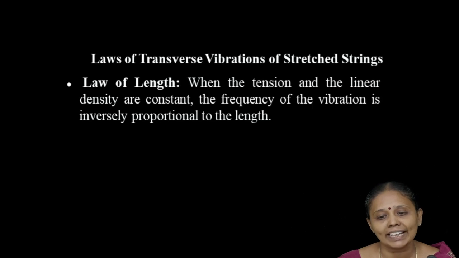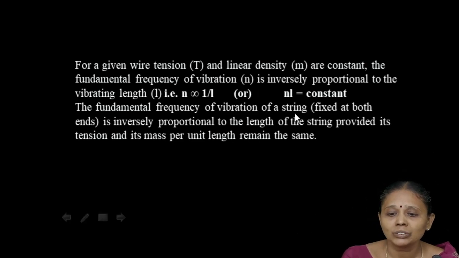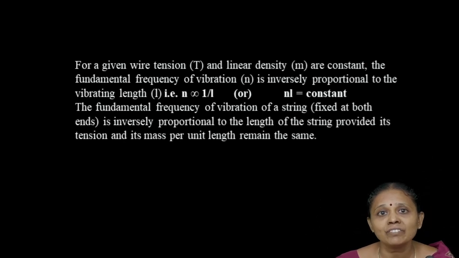First, law of length. Here the tension and linear density of the string are kept constant. The frequency of the vibration is inversely proportional to the length. So therefore we can write N is proportional to 1 by L. So therefore NL equals a constant. So from this we infer that the frequency of the string is inversely proportional to the length of the string, keeping T and mu constant.